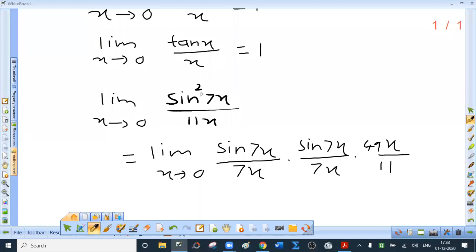See, sine square 7x, 49 gets cancelled, 1x gets cancelled, 11x. Now I will not write that step, but this is a standard limit, its value is 1. Value of this limit is also 1. Here, to take the limit means to replace every x by its limiting value, which is 0. So 1 into 1 into 0. So what is the answer? It is nothing but 0. Is that clear?